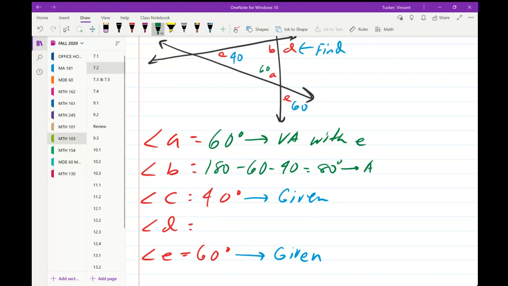And that is because angles of a triangle, remember, all of your angles in the triangle has to add up to give you 180. We knew two of them. We knew that one of them was 60 degrees, the other one was 40 degrees. So if I subtract both of those from the 180, that will give me my third angle, which is angle B, and that's 80 degrees.